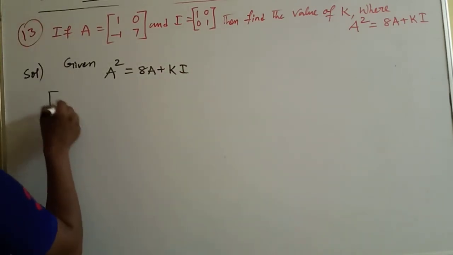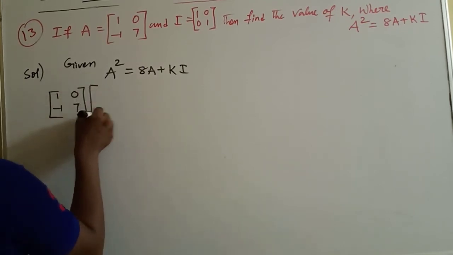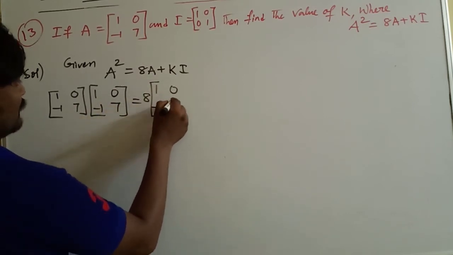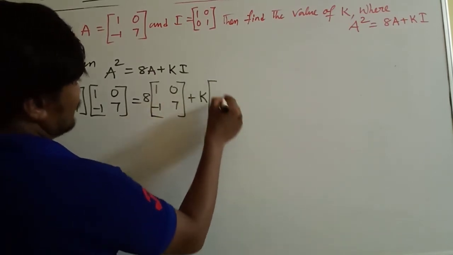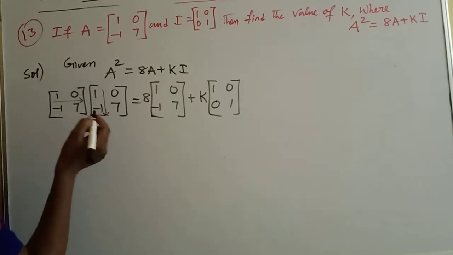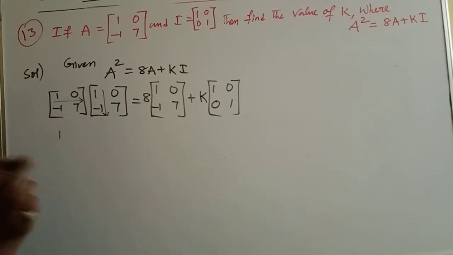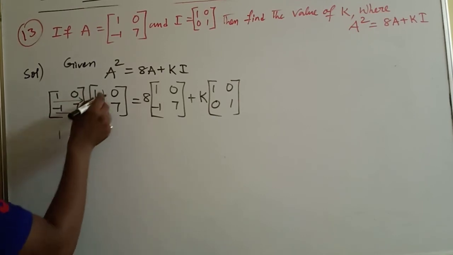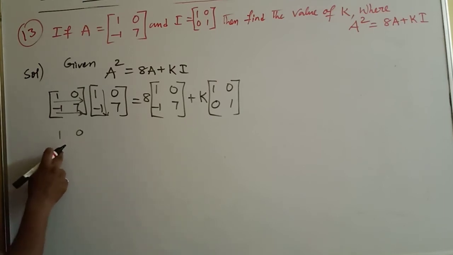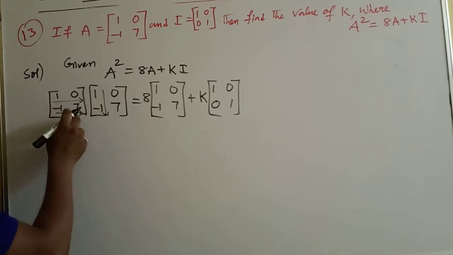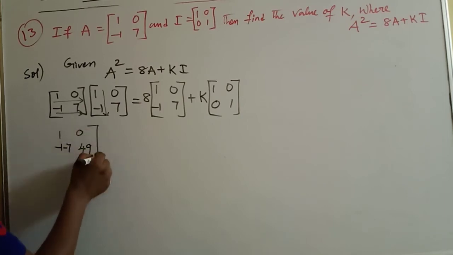Now A square means [1 0; -1 7] times [1 0; -1 7]. 8 into A is 8 times [1 0; -1 7], plus k into I, which is nothing but [1 0; 0 1]. Just multiply first row, first column for the first element: 1 into 1 is 1, 0 into 7 is 0, so that's 1. First row, second column: 0. Second row, first column: minus 1 into 1, minus 1, 7 into minus 1, minus 7, so minus 8. Next, minus 1 into 0 is 0, 7 sevens are 49. Cleared?